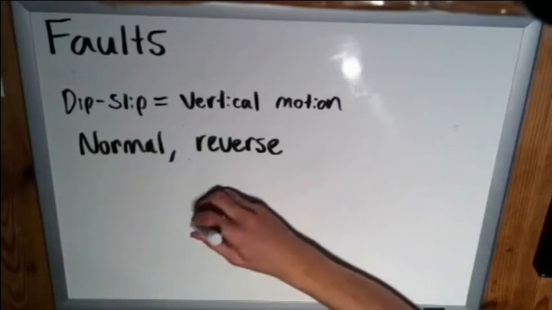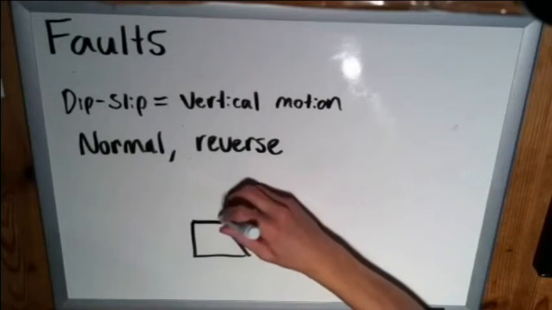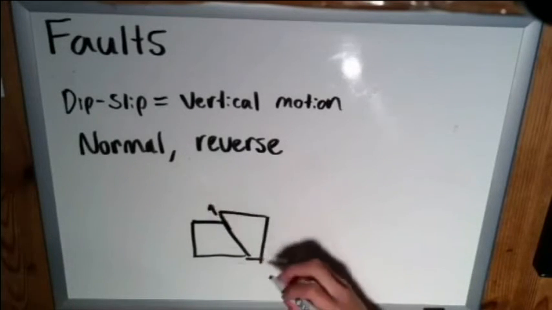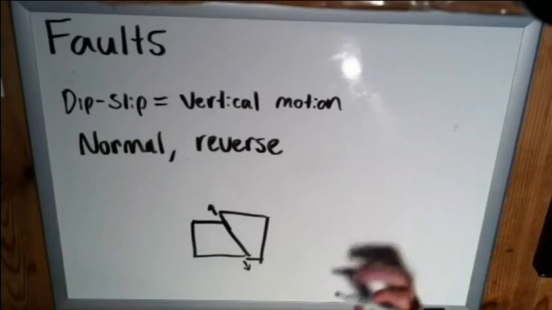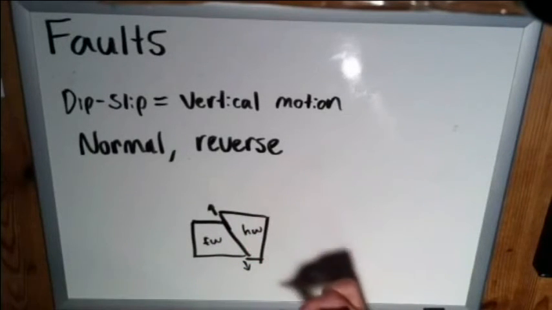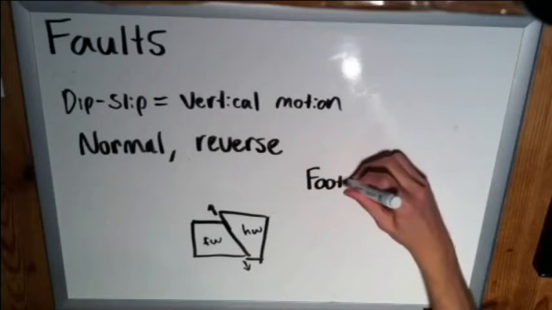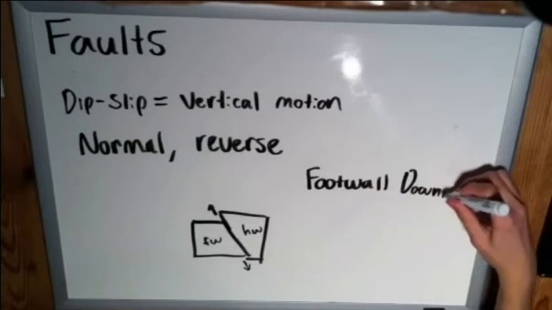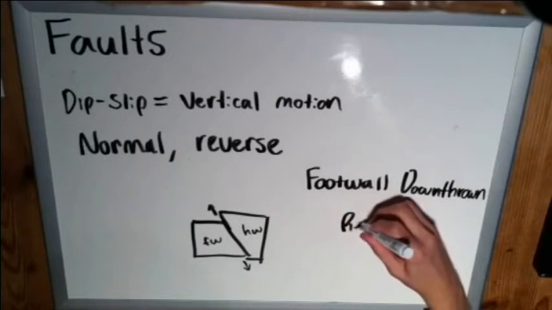You'll see that if here's our footwall, it is below where it initially was. And you'll see something like this. So the hanging wall has been pushed up and the footwall has been pushed down. One or the other or both, whatever it is, it's all relative, right? So our footwall is here, it's gone down. Our hanging wall is here, it's gone up relatively. And with this we can say footwall down thrown reverse.